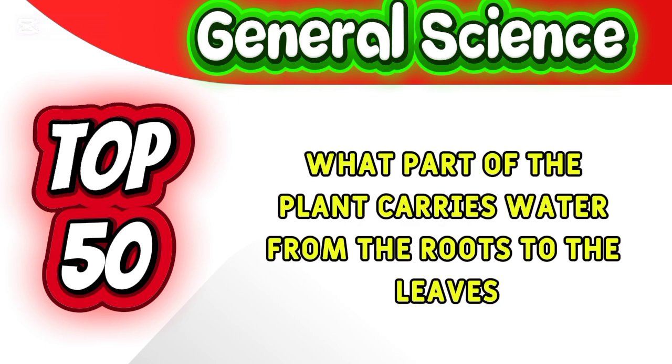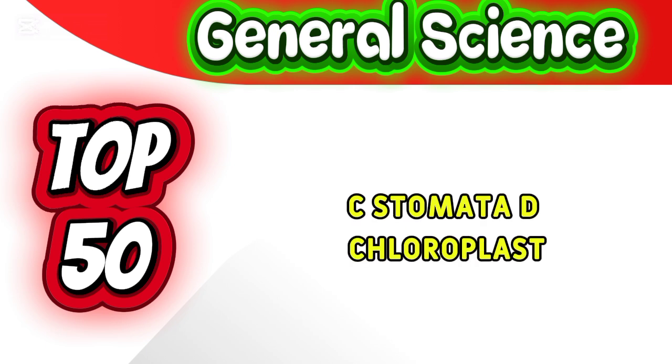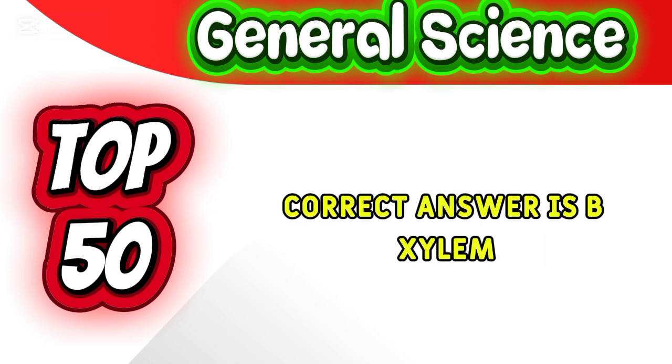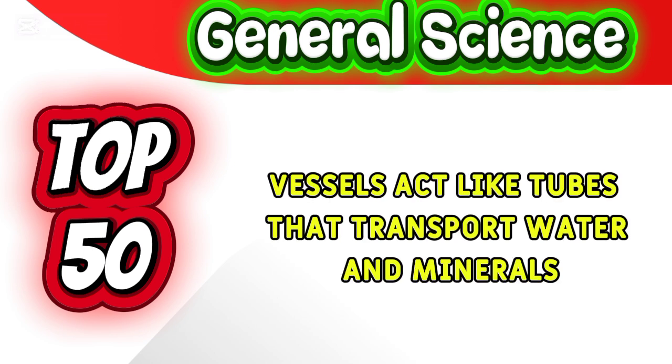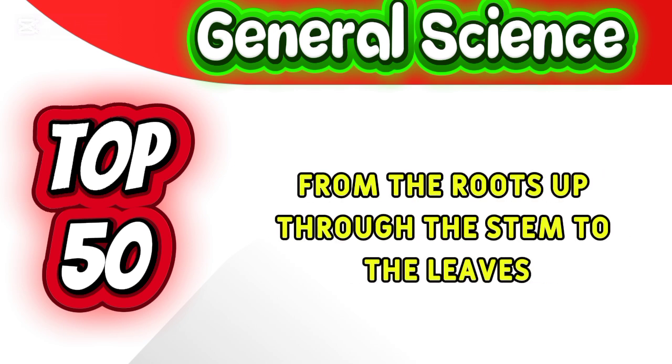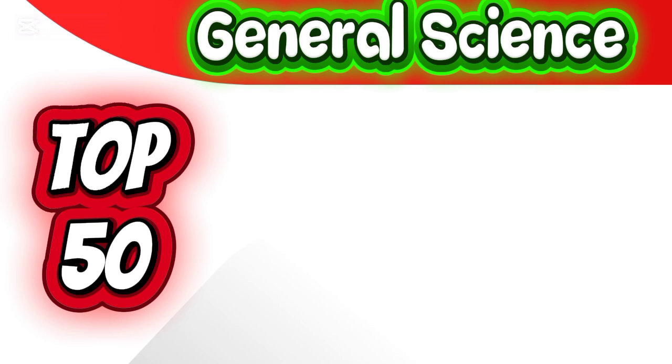7. Question: What part of the plant carries water from the roots to the leaves? Options: A. Phloem, B. Xylem, C. Stomata, D. Chloroplast. Correct answer is B. Xylem. Explanation: xylem vessels act like tubes that transport water and minerals from the roots up through the stem to the leaves, helping the plant stay hydrated and nourished.